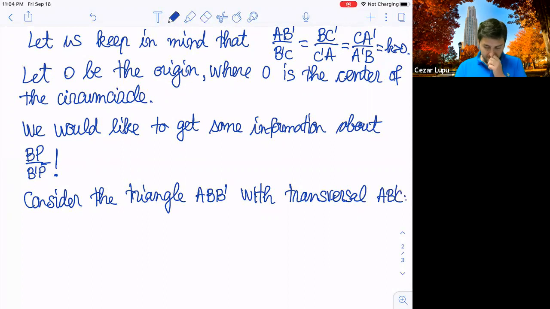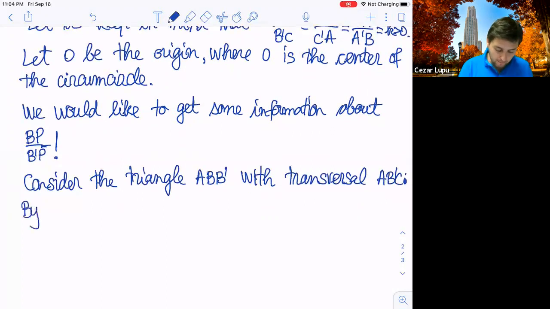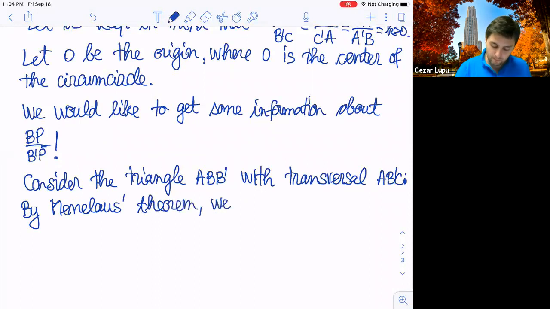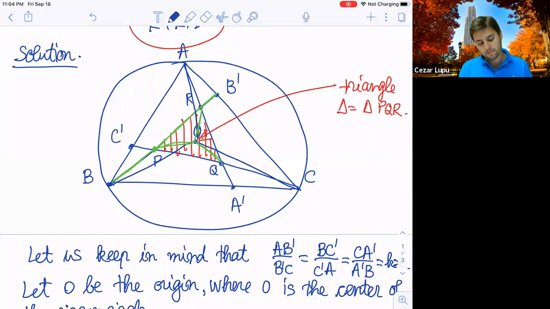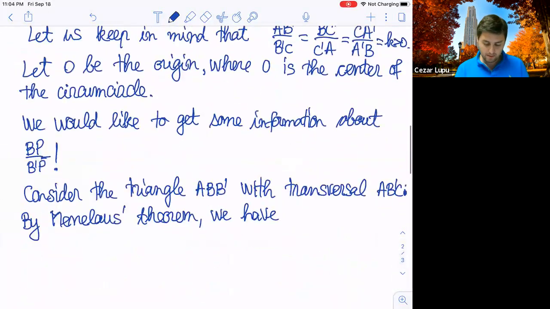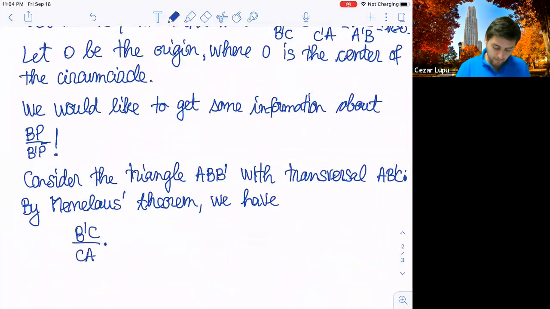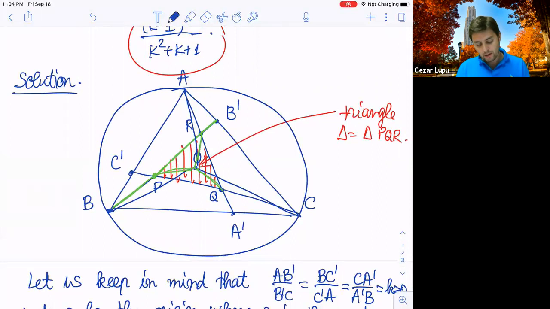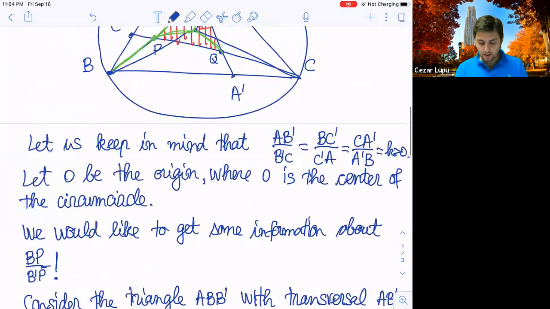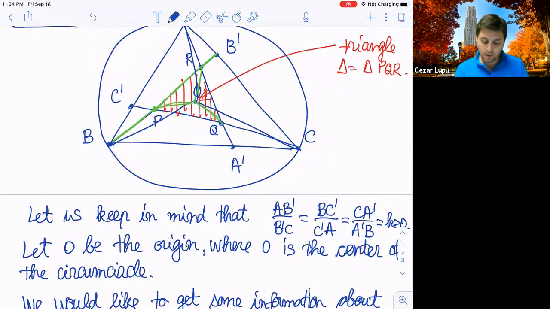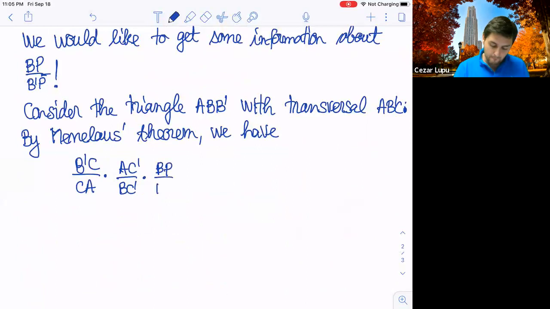All right, so our intention is to apply Menelaus' theorem. By Menelaus' theorem, and let's look at the picture, imagine that C is inside, so starting from B prime we will have B prime C over CA, times, now we're at A, AC prime over BC prime, times BP over B prime P. Which is exactly what we want. We know that this product is 1 by Menelaus' theorem.